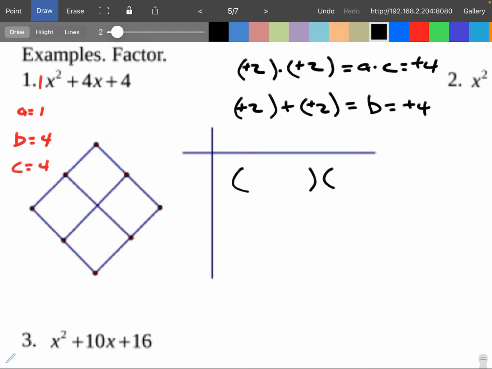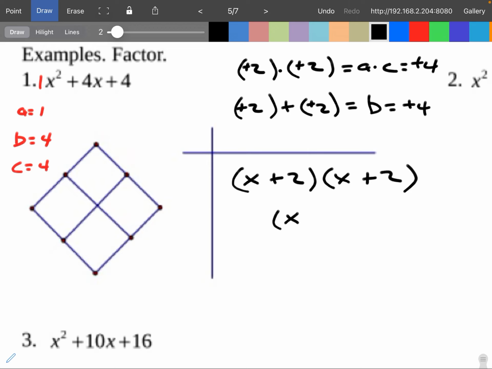And then in this case, since A is 1, all we've really got to write here is 1x and 1x, right? Since A is 1. But 1x is the same thing as x, so I'm just going to write x. All right, and then it's a positive 2 and a positive 2. So I write plus 2 and plus 2.